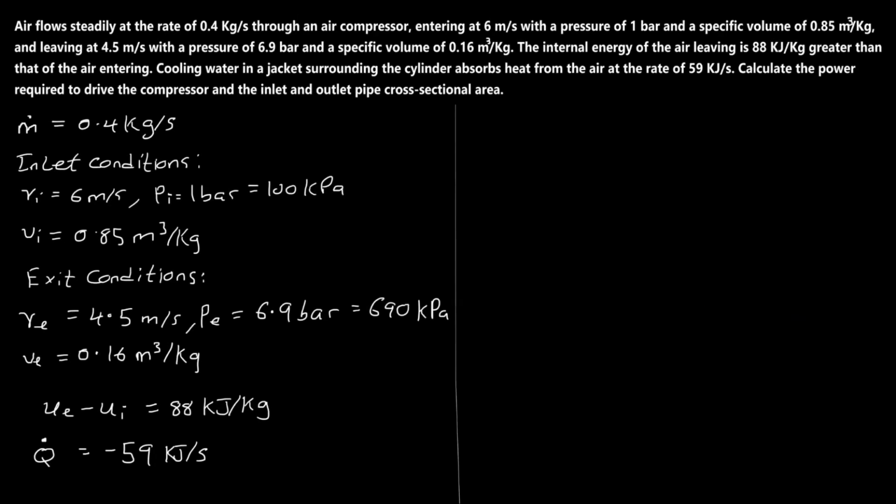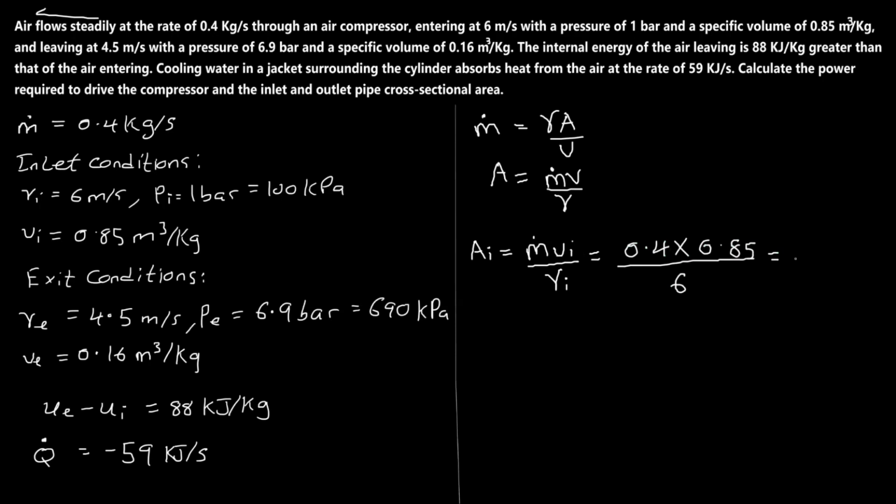To obtain the inlet and exit cross-sectional areas, we use the expression for mass flow rate, which is velocity times cross-sectional area divided by specific volume. So the cross-sectional area is equal to the mass flow rate multiplied by specific volume divided by velocity. So the cross-sectional area of the inlet is equal to the mass flow rate times the specific volume at the inlet divided by the velocity at the inlet. Substituting all the values, we obtain this cross-sectional area as 0.057 meters squared.